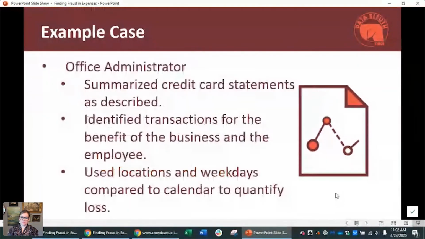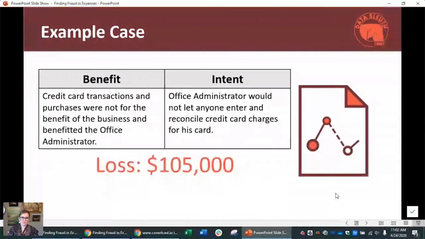We also had an office administrator who was using the credit card for legitimate expenses and also not legitimate expenses. And so the way that we helped reconcile that, going back to the beginning, we looked at who benefited. So did the business benefit from this expense, or was this a personal expense? And that's how we distinguished between the two. And we did that using the locations and also the weekdays to look at when these transactions were taking place. She wasn't supposed to work on Saturdays or Sundays. She should have been in the office this day, but instead she was traveling, those types of things, and that helped us quantify. We found about $105,000.